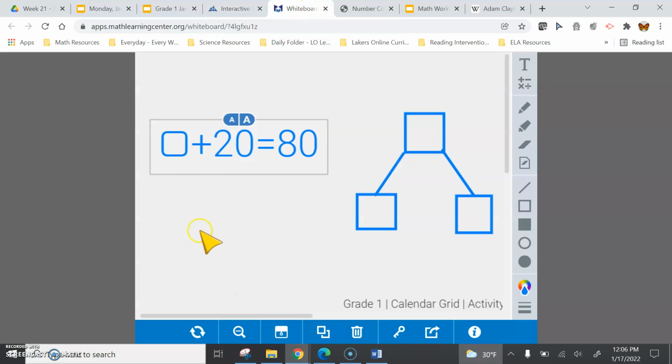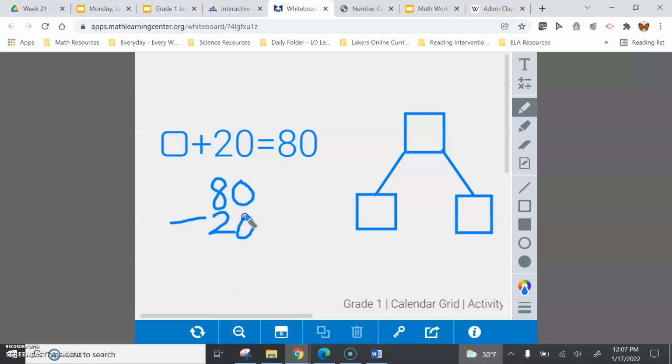Last thing I want to do with you All-Stars today is this. If we have an equation that says something plus 20 equals 80, I'm going to write it out, but I'm going to do it a little bit different. That's an addition fact. But I'm going to write it out as a subtraction fact, because if we write it out as a subtraction fact, it will help us get to our answer.